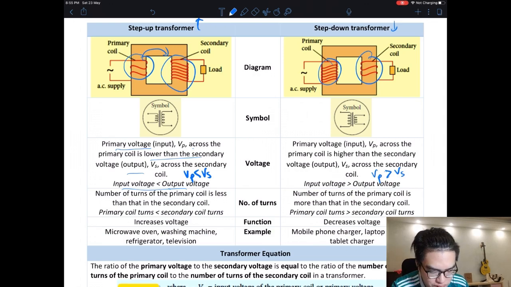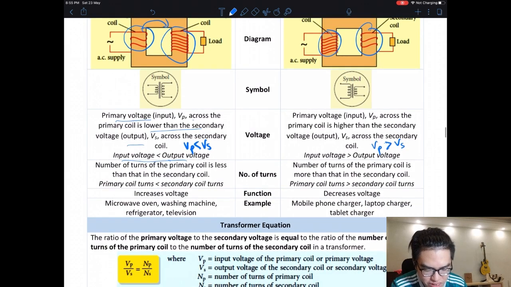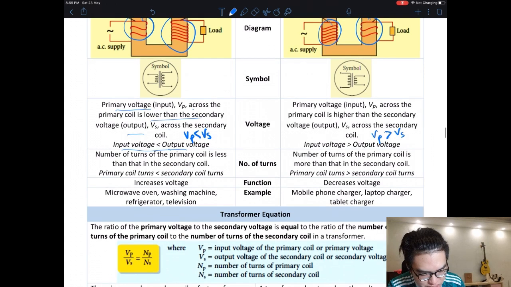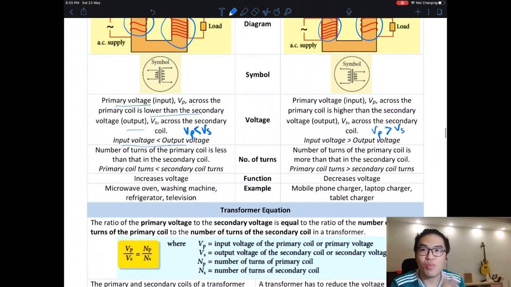So number of turns. Like I said, more turns means more voltage. Just now, secondary is more than primary, which means the secondary coiling is more than the primary. The secondary has more turns. The same goes for step down: secondary has less than primary. So more coiling means more voltage.